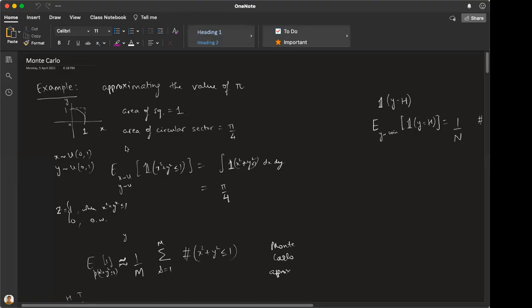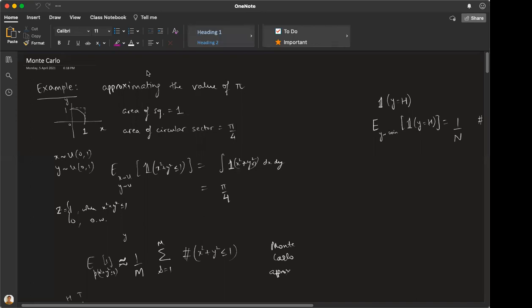So this is the overview of what Monte Carlo methods are. Monte Carlo methods, or sampling methods, are basically approximation techniques. Earlier we saw variational inference, where you can approximate things analytically. Here, you are estimating or approximating things experimentally.